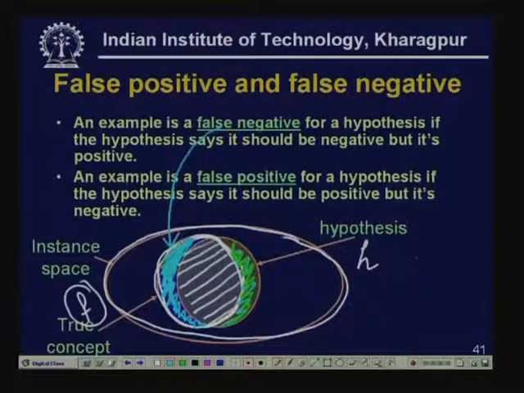So, this is a zone of error of your hypothesis. Look at this green region. Your hypothesis says that these instances should be positive, but they are actually negative according to f. So, this is another error zone. This is said to be the false positive for your hypothesis.